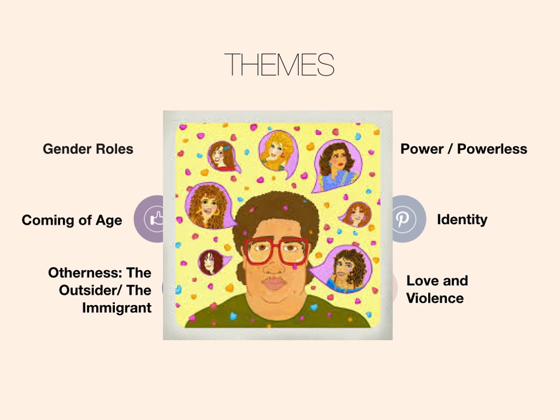Identity. This is a key theme in most stories, especially about young adults. They're trying to figure themselves out. All the characters are trying to figure themselves out. Love and violence is a major theme. So if you notice, almost all relationships in the story have a violent end.